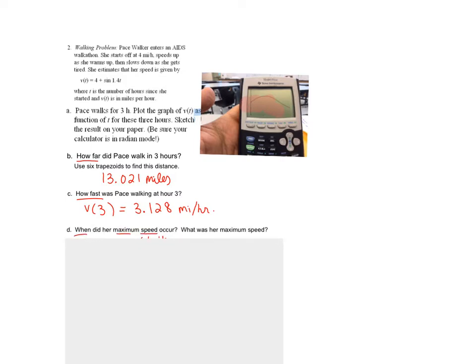When did her maximum speed occur? What was her maximum speed? Okay, we are looking for when the velocity equals 0. As a matter of fact, we're kind of looking at when this line happens, when this tangent line occurs, when we have a horizontal line. So what is this point that we're talking about? Okay, so go ahead and pause the video and try to figure it out. When is this derivative equal to 0?